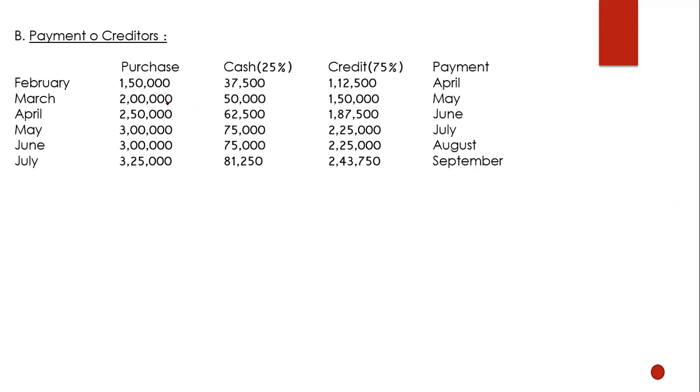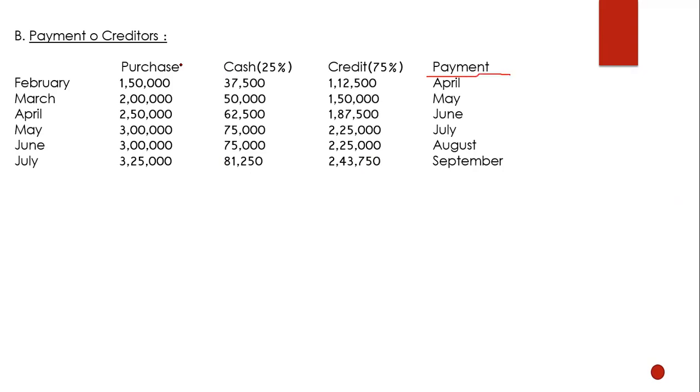Then 25% of 2 lakh is 50,000. 75% is 1,50,000. 25% of 2,50,000 is 62,500, and 75% is 1,87,500. 25% of 3 lakh is 75,000, and 75% is 2,25,000. 25% of 3 lakh will remain the same, and 25% of 3,25,000 is 81,250, and 75% is 2,43,750.